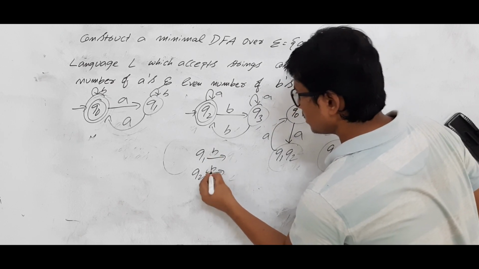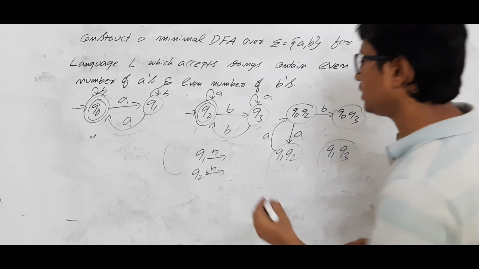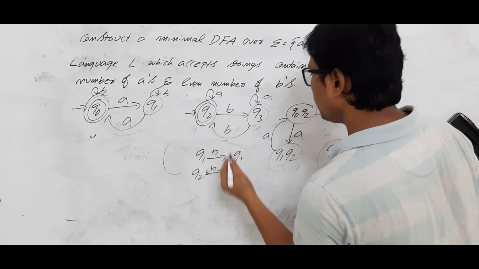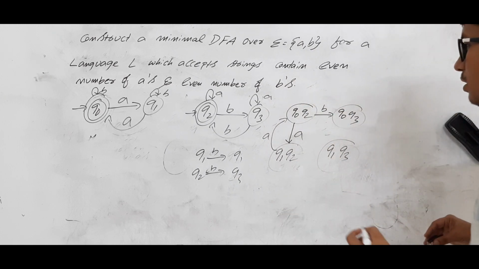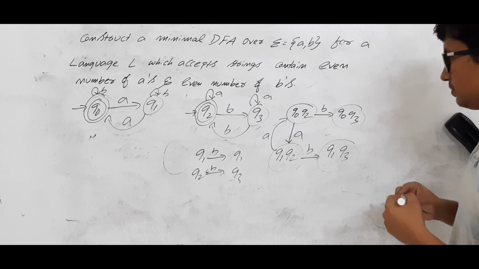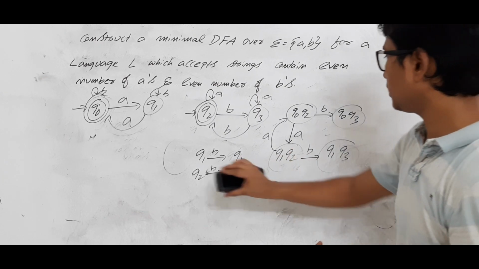On B, Q1 on B, where is it going? Q1 itself. Q2 on B, it is going to Q3. So Q1, Q2 on B, it is going to Q1, Q3. Are you able to understand? So Q1, Q2 is done.